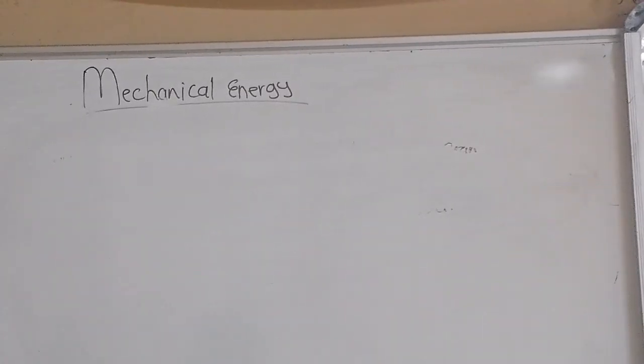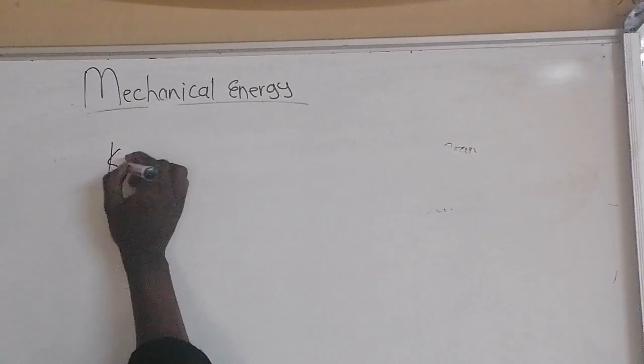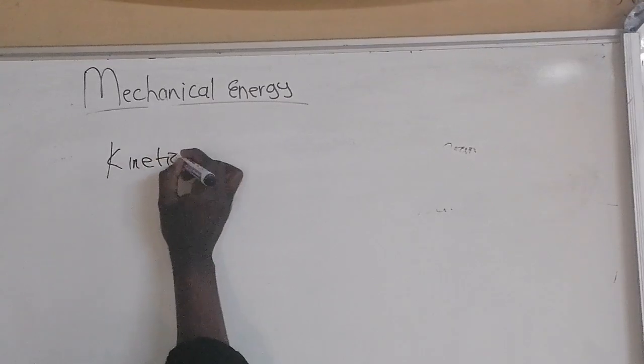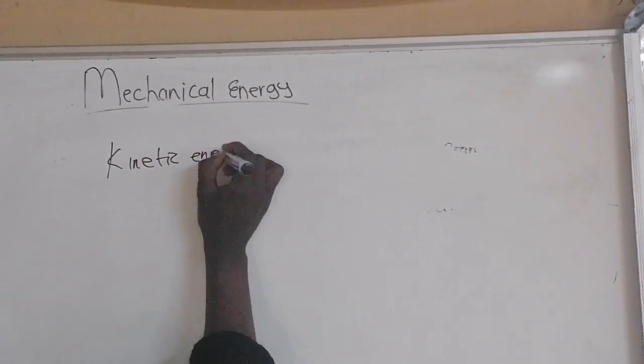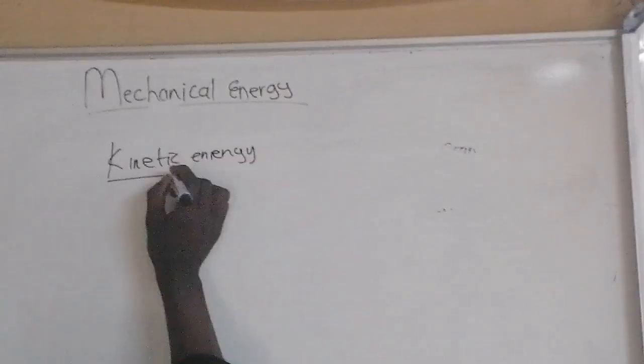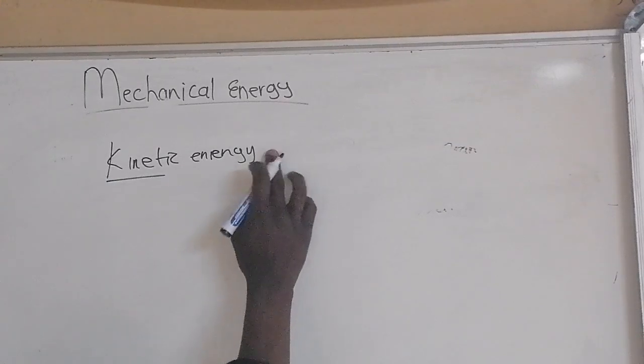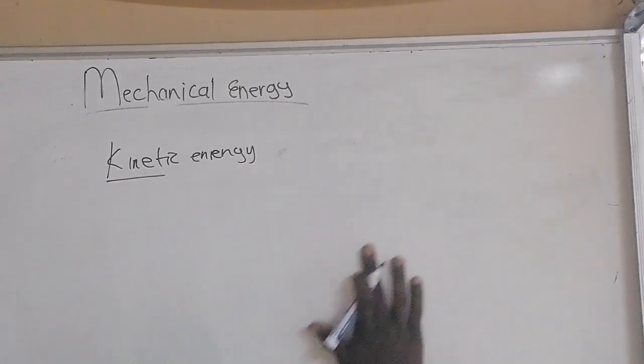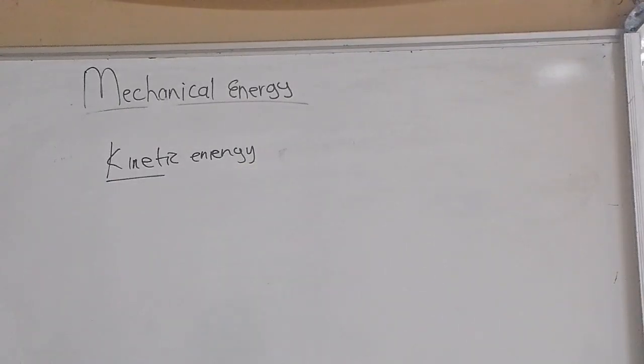Kinetic energy. The word kinetic tells us about movement or motion. So when we define kinetic energy, we say that it is the energy an object has due to its motion. What does that mean? It means that all moving objects have kinetic energy. I don't know if you understand that.